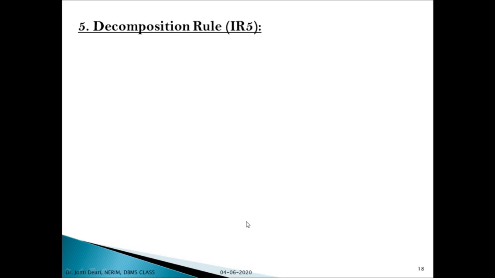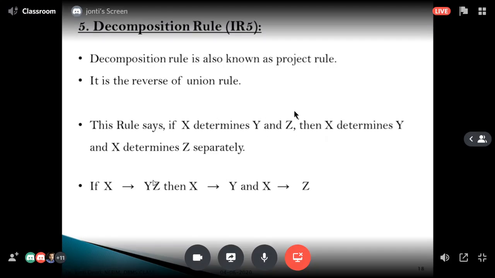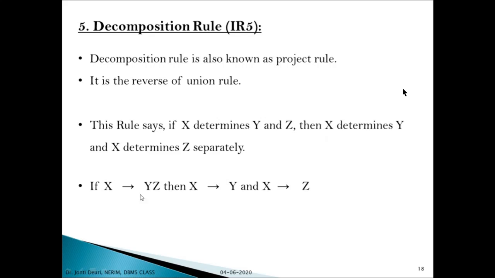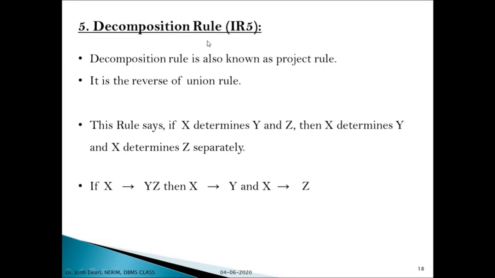Okay, now decomposition. Decomposition rule, it is the opposite of union rule, you can say. Say if X determines YZ, then you can write X determines Z and X determines Y. So here you can see if X determines YZ, that means you can decompose it, divide this one: X determines Y and X determines Z. Understood? Okay, this is the decomposition rule.